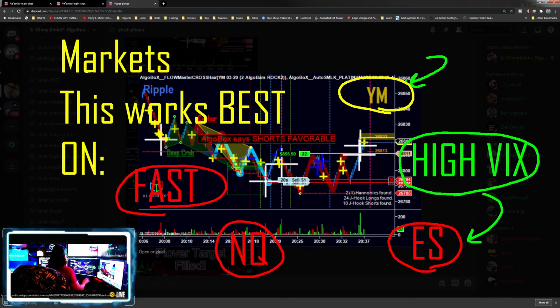But the things that help that are high VIX. In low VIX markets, this is going to be a little bit more difficult to find this setup.